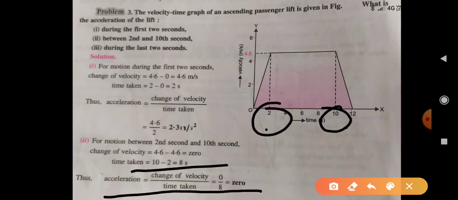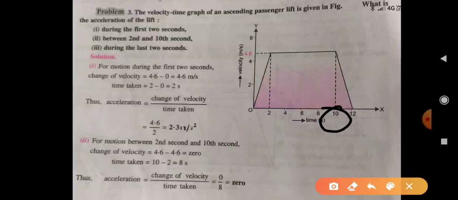Again, acceleration is equal to change in velocity upon time taken. Change in velocity 0 and time taken 8, so 0 upon 8 will be 0. So the acceleration in the second case was 0.